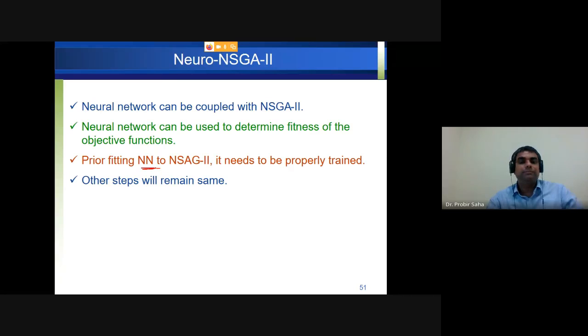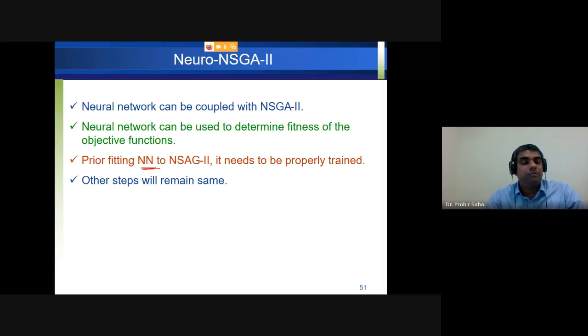Of course, it will be a very big program, and there you can easily find out your Neuro NSGA2. But mind it, you have to train the neural network separately, because you have to obtain the optimal architecture of the neural network.